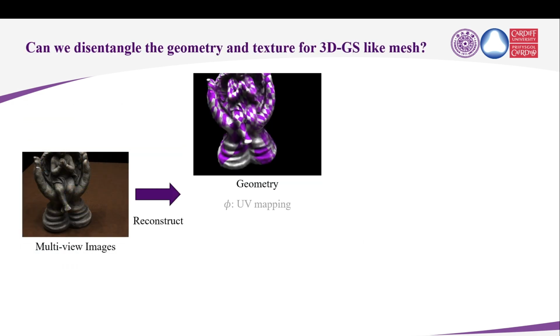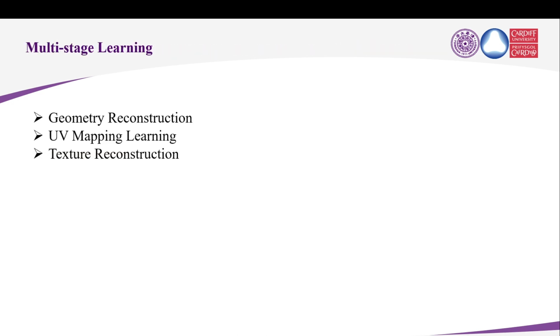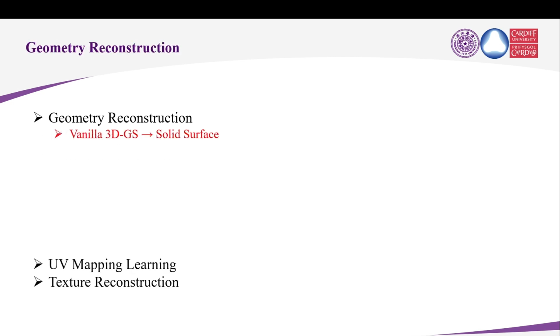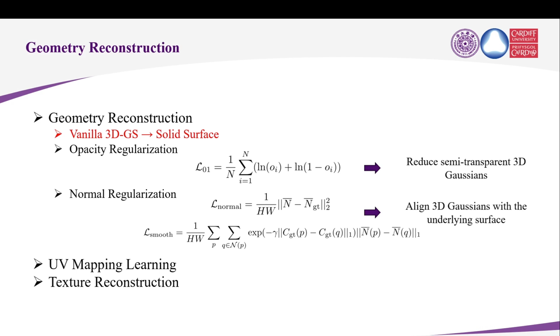Inspired by polygonal meshes with texture mapping, we focus on how to disentangle the geometry and texture for 3D GS-like mesh. We propose a multi-stage learning pipeline to address this issue, including geometry reconstruction, UV mapping learning, and 2D texture reconstruction. For geometry reconstruction, we follow the vanilla 3D Gaussian splatting to obtain an initial geometry, with two additional loss terms, named opacity regularization and normal regularization, to reduce semi-transparent 3D Gaussians and align 3D Gaussians with the underlying surface of objects.